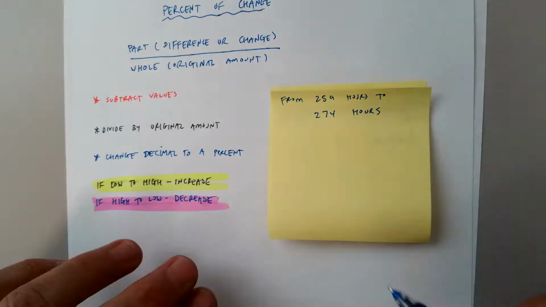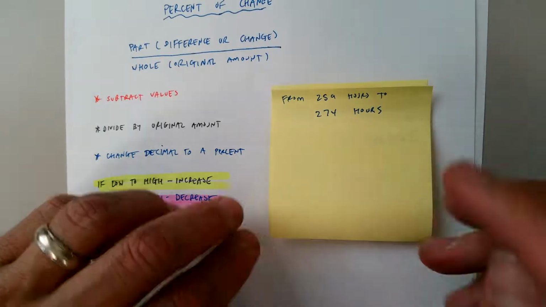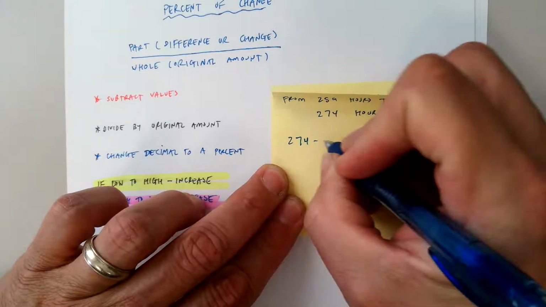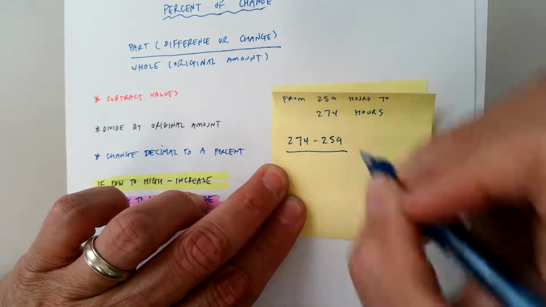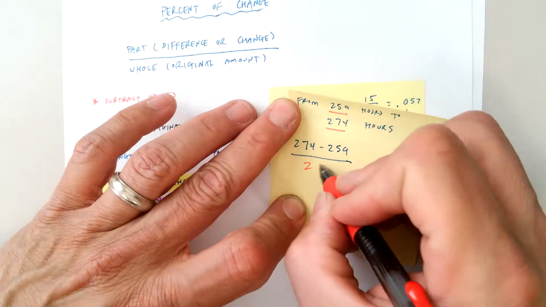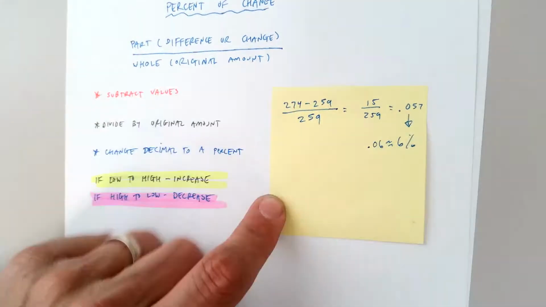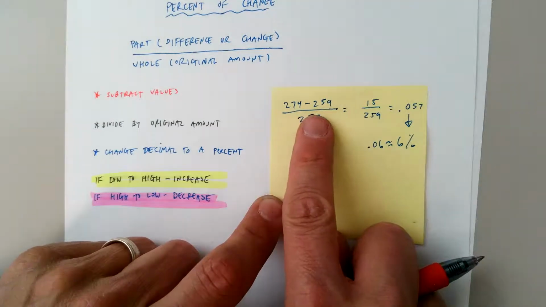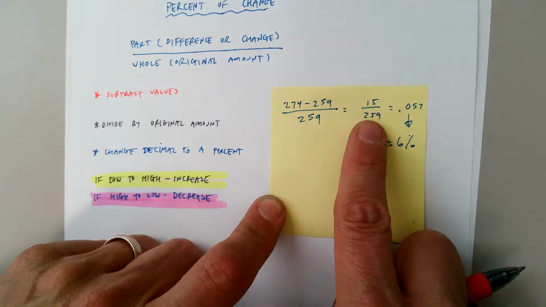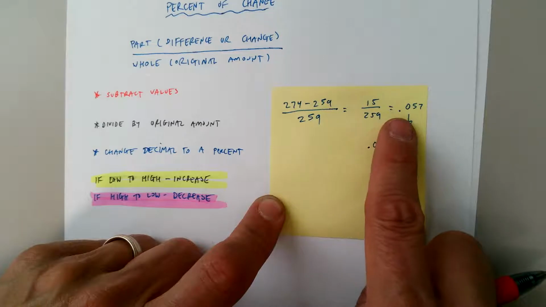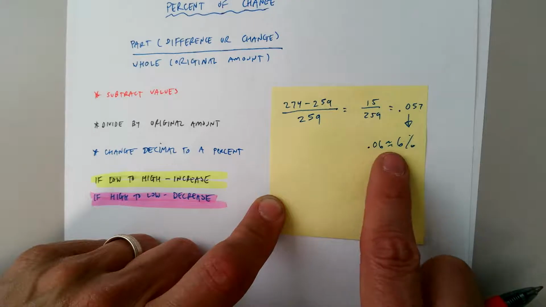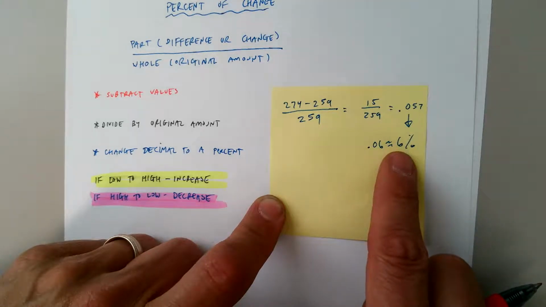So I like to keep the numbers positive, so I would like to put the bigger number first in my equation. So I would write this as 274 minus 259, and then divided by my original amount, which is 259. So when I do the math on that, 274 minus 259 is 15, divided by 259, which my calculator is going to give me this decimal, 0.057. And I'm going to round that up to the nearest whole percent, which is just 6%.